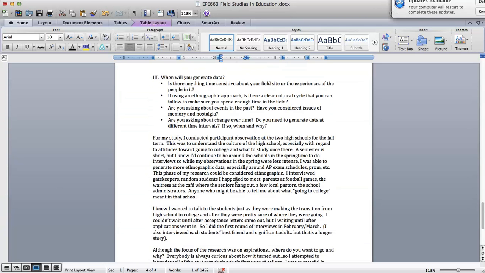If you're using an ethnographic approach, is there a clear cultural cycle that you can follow? Most traditional ethnographies talk about being in the field site for at least a year, because it takes a whole year for human beings to go through all the various things that we do over our cultural cycle because of the seasons. Now that's a little traditional and outdated, obviously, because we're not as season bound anymore. But think about it. We have the holidays in the wintertime. We have summer vacation plans.